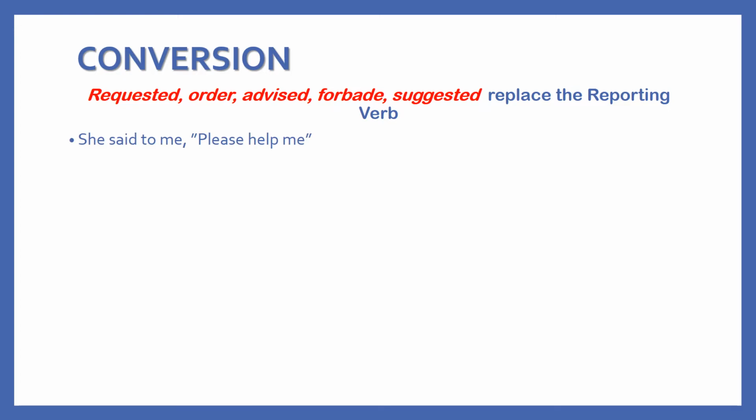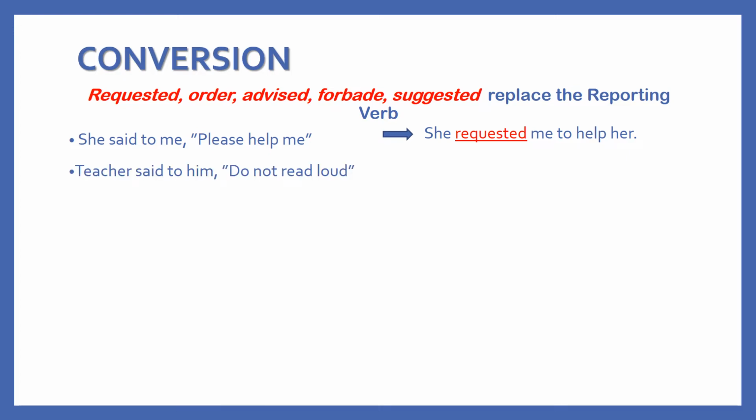For instance, she said to me, "Please help me." Since it's a request, the reporting verb said to will be converted into requested. So it becomes, she requested me to help her. The teacher said to him, "Do not read loud." Since the teacher is forbidding him, the indirect speech will become, the teacher forbade him to read loud.